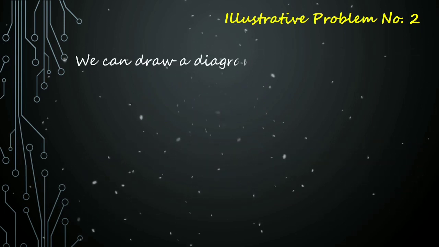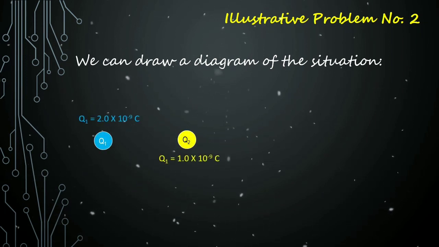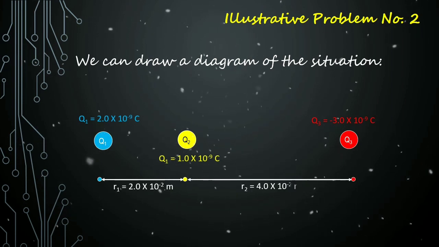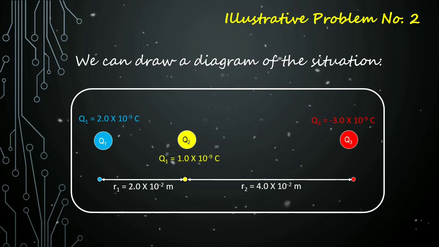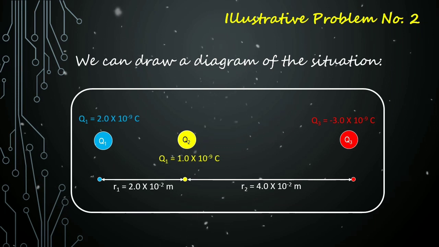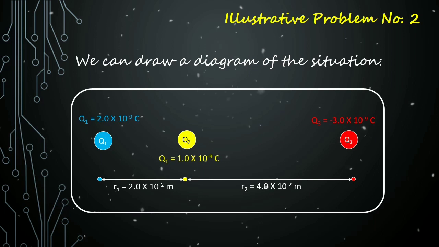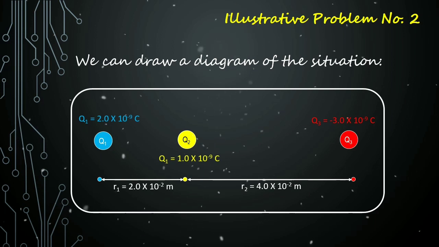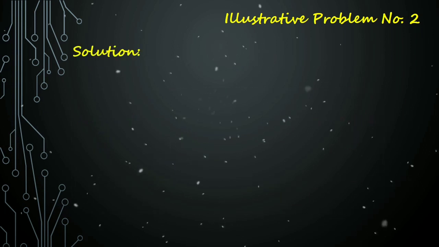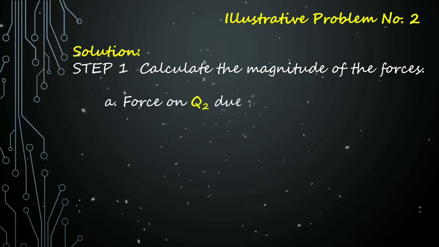We can draw a diagram of the situation. In the diagram, Q1 and Q2 are like charges, which are 2 × 10^-2 meters apart. On the other side, Q2 and Q3 are unlike charges, which are 4 × 10^-2 meters apart. For the solution, let us first calculate the magnitude of the forces. Letter A. Force on Q2 due to Q1.